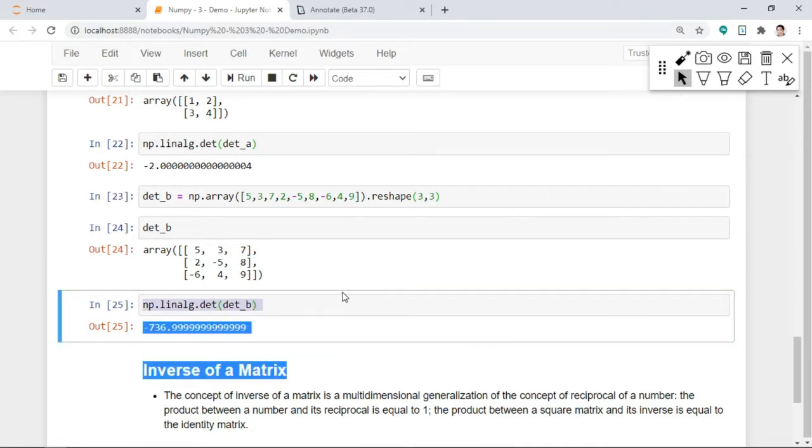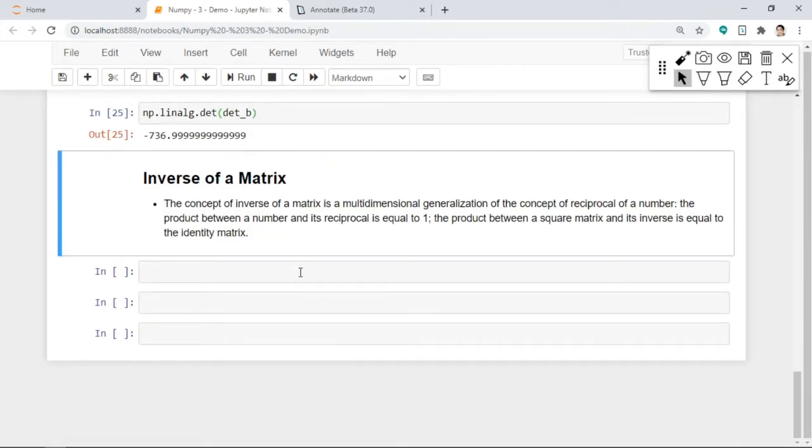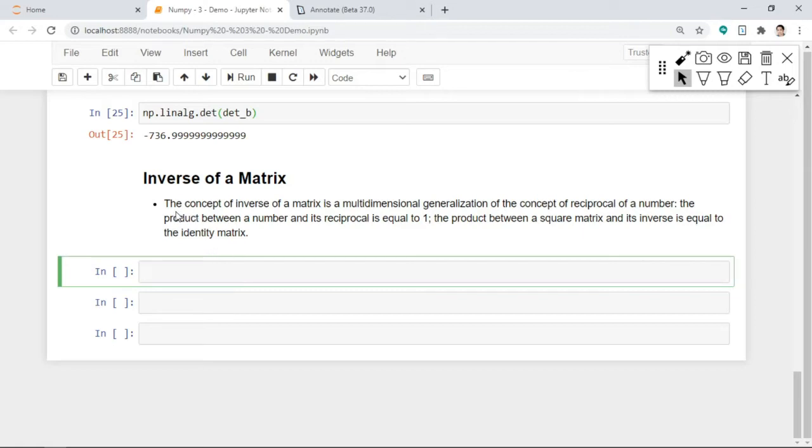So the next one is the inverse of a matrix. What is the inverse of a matrix? The concept of the inverse of a matrix is a multi-dimensional generalization of the concept of the reciprocal of a number. The product between a number and its reciprocal is equal to 1. The product between a square matrix and its inverse is equal to the identity matrix. So we just find the inverse of a matrix.